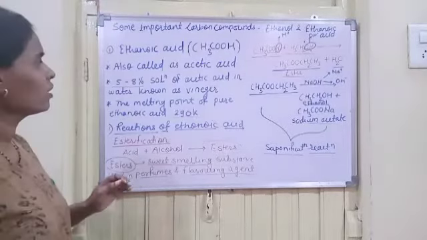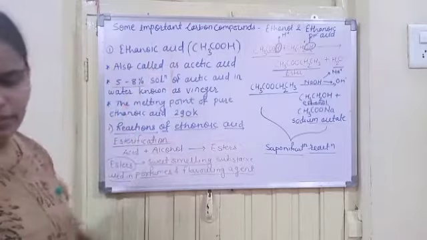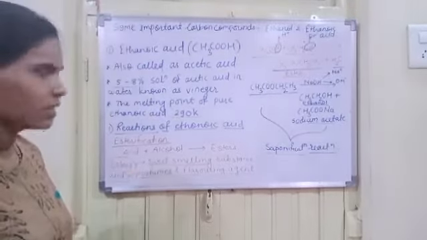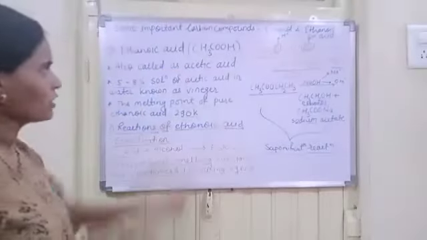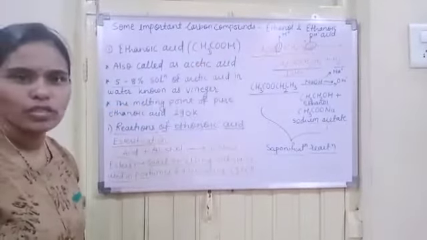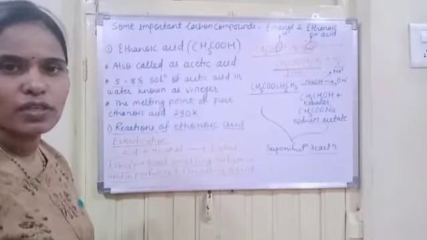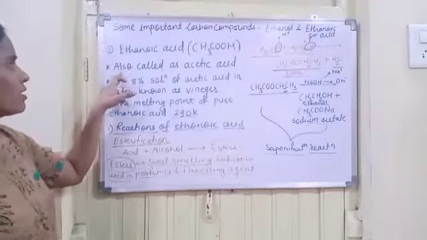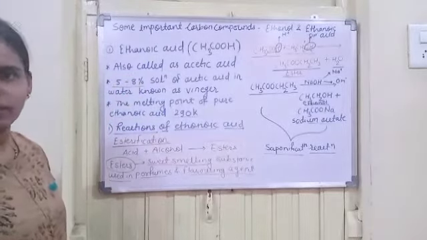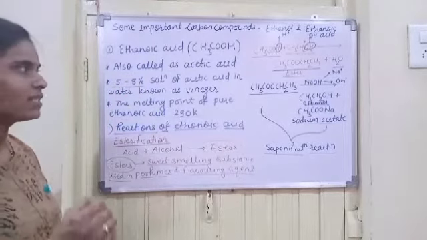Now the other important carbon compound is ethanoic acid. Ethanoic acid is CH3COOH. Look at the functional group. The COOH functional group is here, that is the carboxylic acid functional group. Ethanoic acid is also called acetic acid.